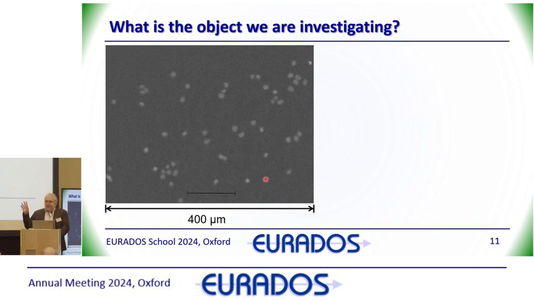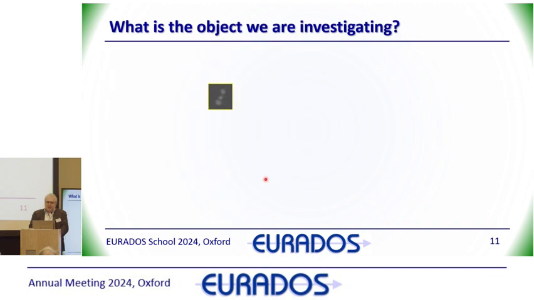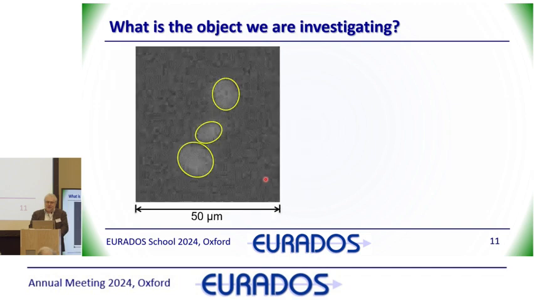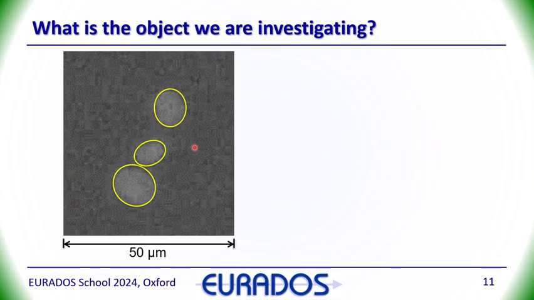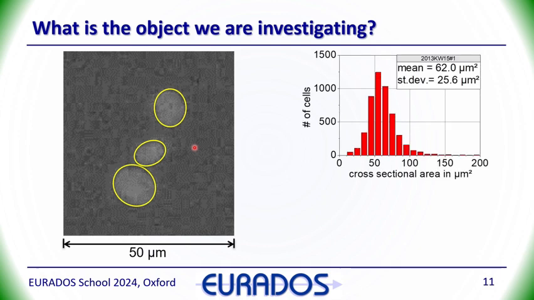And you see these gray things there, which are basically cells that have been stained to make them visible. So if we now zoom in a little bit more, we actually see three different cells. And you see that they have a very different cross-section. In fact, if you do that over the whole ensemble, you see that the cross-sectional area has a quite broad distribution, as you can see here, with almost 50% relative standard deviation.